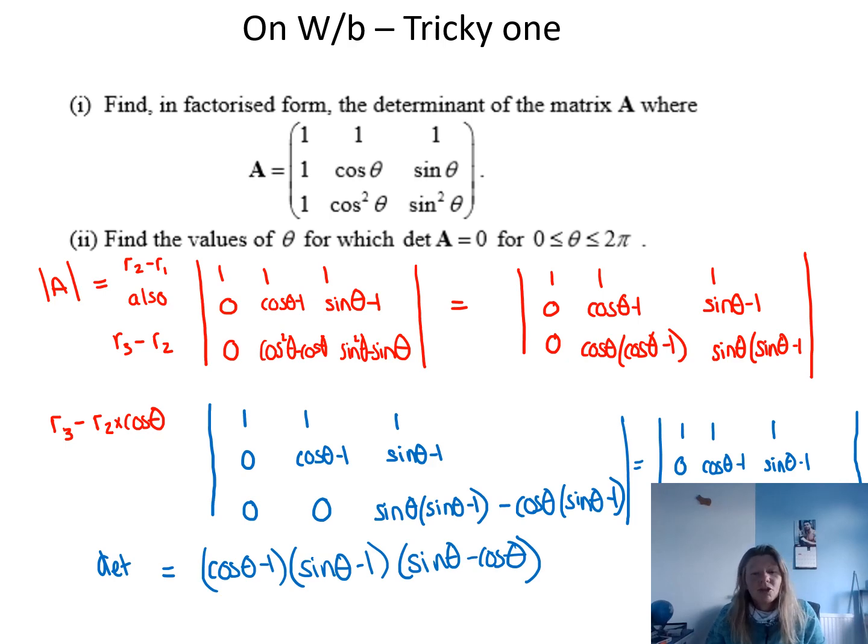Triangularise, hiding a bit of the solution there, and it comes out as that. Then it says, find the values for which the determinant is 0, so you'd equal that to 0 and try and solve it for cos and sine, well, for theta.